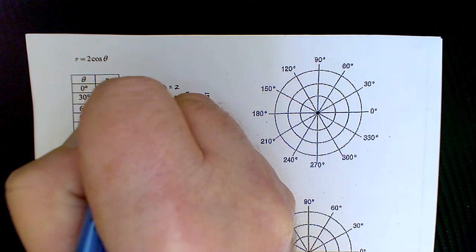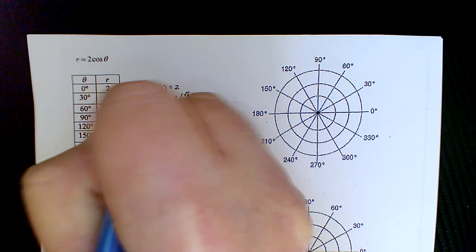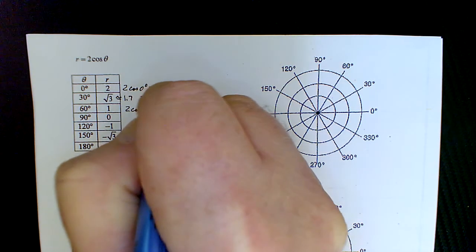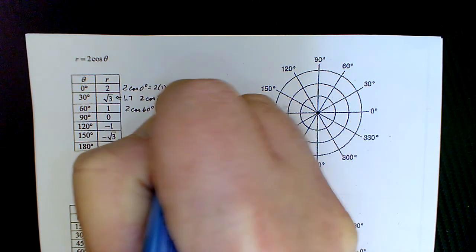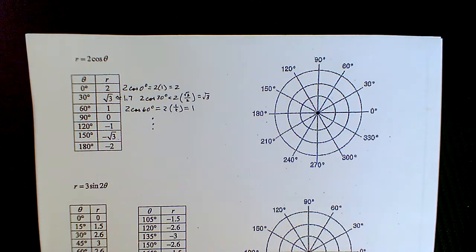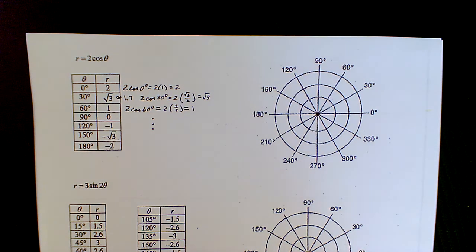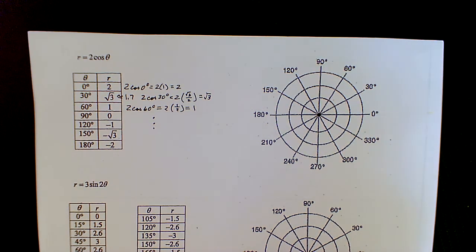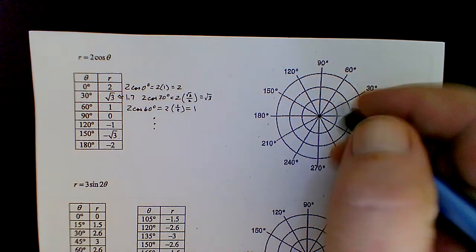Here's 2 cosine 60 degrees. Cosine 60 is 1/2, so 2 times 1/2 is 1, etc. Okay, so if you had to do this on your own, just pick values of theta, plug them in, calculate the value of r, create your little table, and then plot the points. So let's plot the points and see the shape we get here.